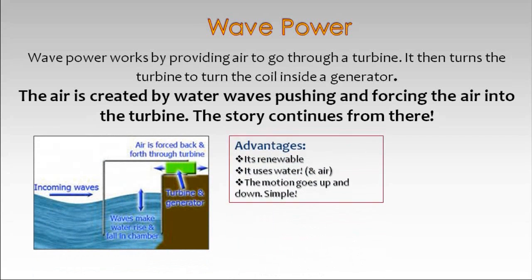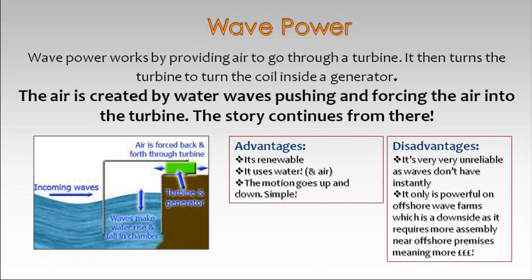The advantages include that it's renewable, it uses water and air, and the motion is simple, it goes up and down. Disadvantages include it's very unreliable, as waves won't instantly come. It is also only powerful on offshore wave farms, which is a downside as it requires more assembly near offshore premises, meaning more cash.